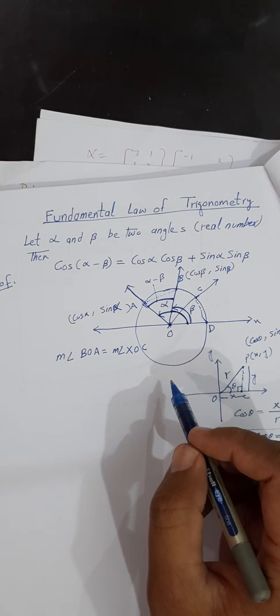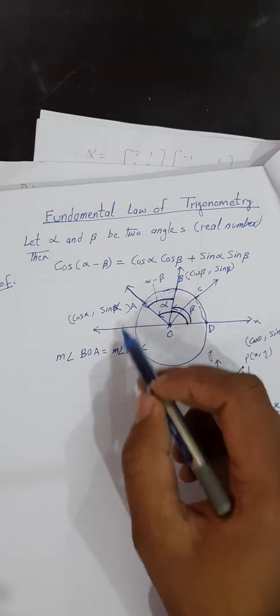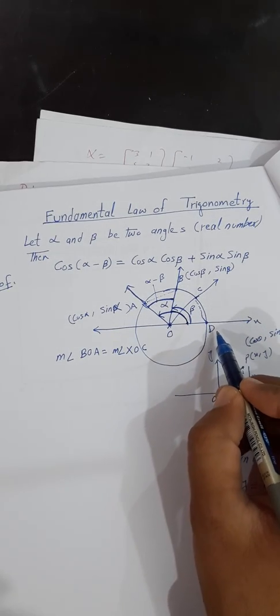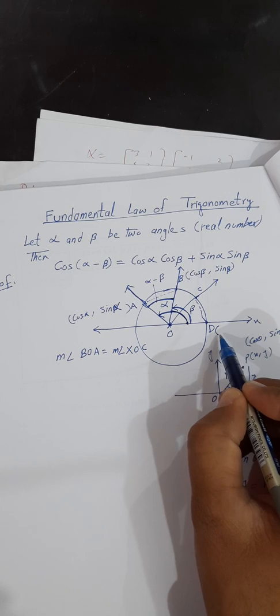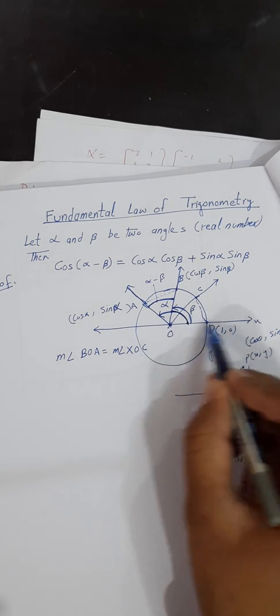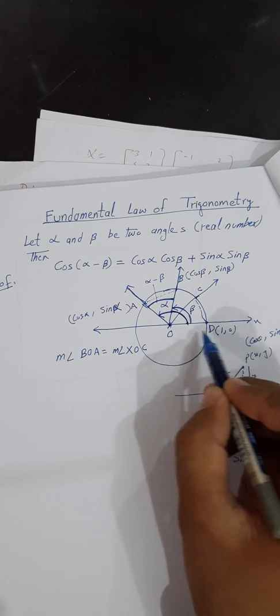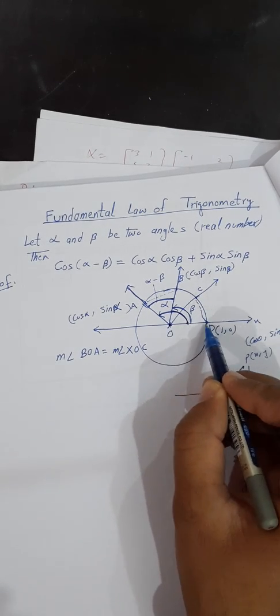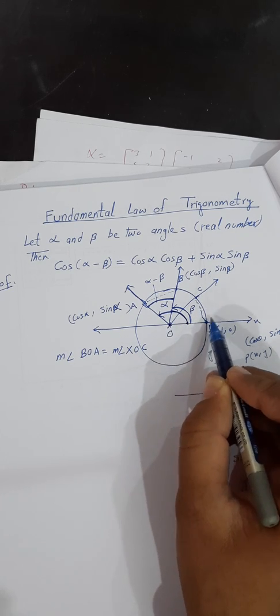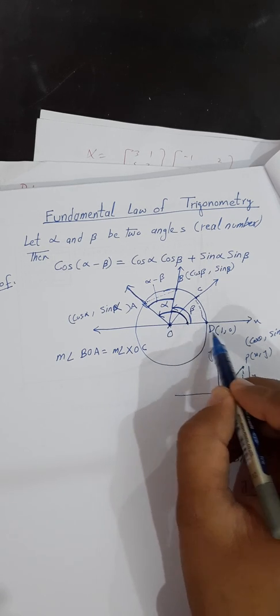Therefore, here we can see that this is a unit circle. Then coordinates of point D are what? 1, 0. Because this is x-axis. On x-axis, y coordinate is 0. And from point O to point D, this is the radius of this circle. And in case of a unit circle, radius is equal to 1.